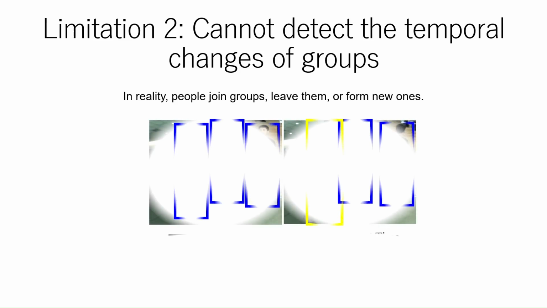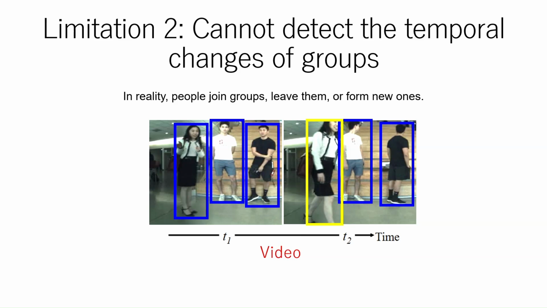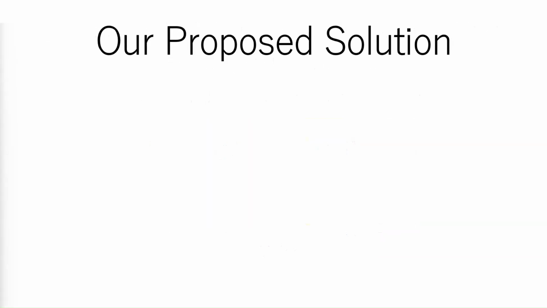For example, look at this picture. Although their state is a conversation in T1, we can consider that the group dissolves in T2 because the woman begins to walk away. To address this, we introduce dynamic group detection. Our goal is to accurately track how groups form, change and dissolve within a video. My research presents a new method to solve these two problems.